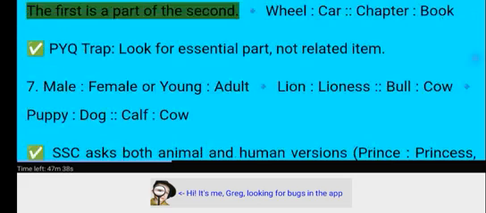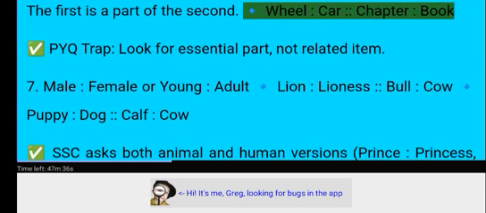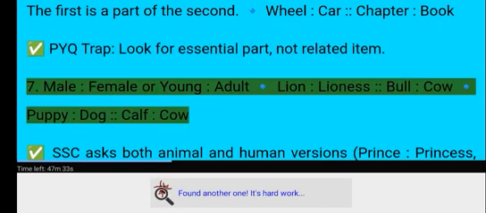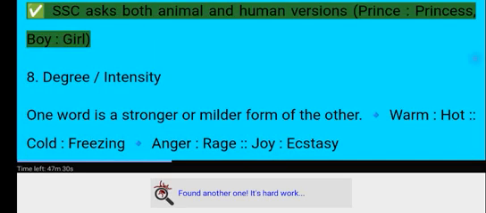6. Part, whole. The first is a part of the second. Wheel, car; chapter, book. PYQ trap: look for essential part, not related item. 7. Male, female or young, adult. Lion, lioness; bull, cow; puppy, dog; calf, cow. SSC asks both animal and human versions: prince, princess; boy, girl.